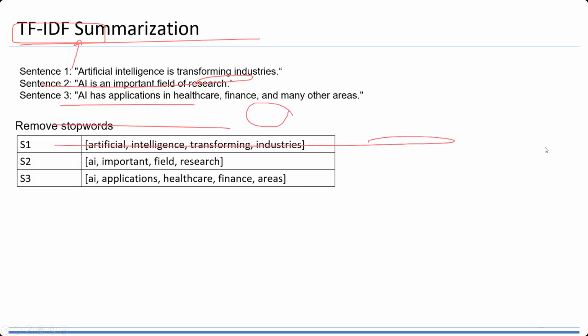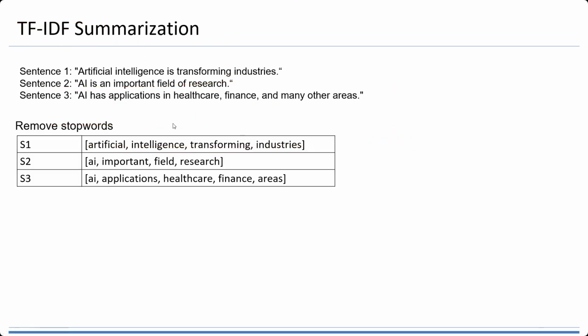So let's see with an example. Let's say this is a very long document and we can make it into 3 sentences. Sentence 1: artificial intelligence is transforming industries. Sentence 2: AI is an important field of research. And sentence 3: AI has application in healthcare, finance, and many other areas.